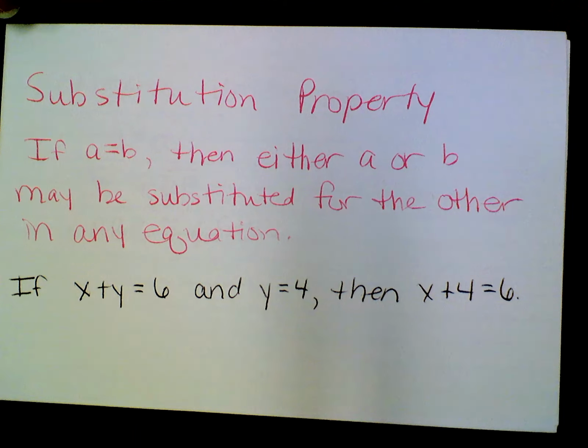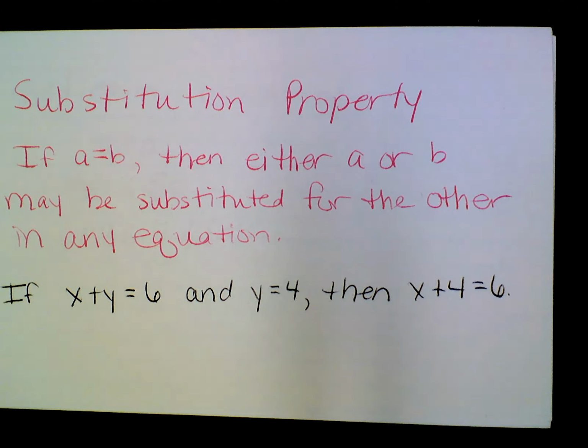The substitution property says if A is equal to B, then either A or B can be substituted for the other in any equation. If you had x plus y equals 6 and y is equal to 4, then you could put 4 in place of y in the first equation and get x plus 4 is equal to 6.